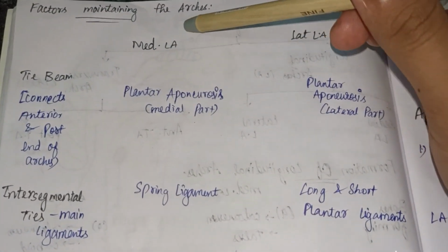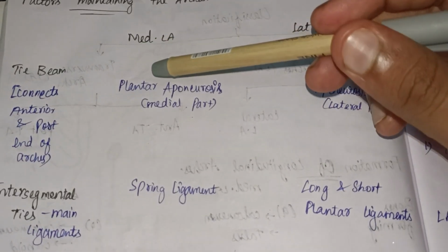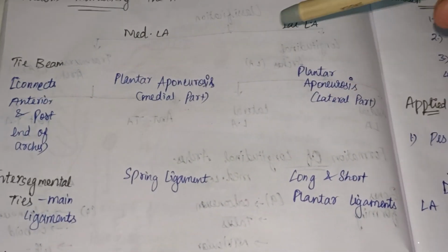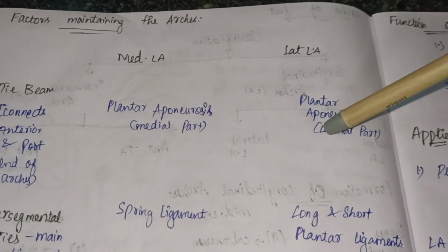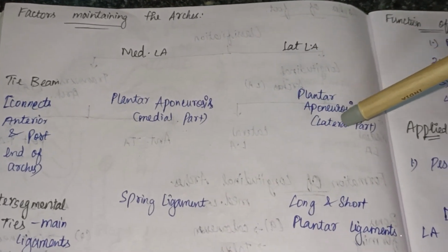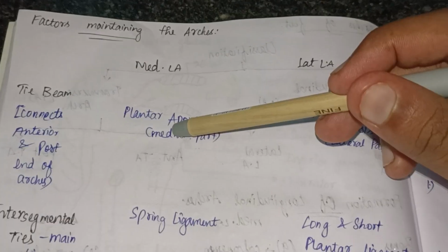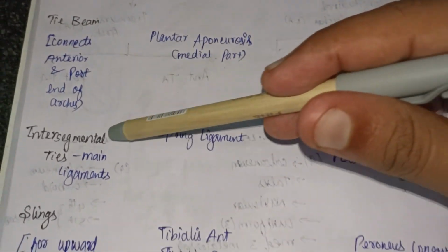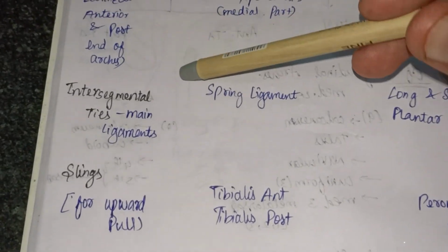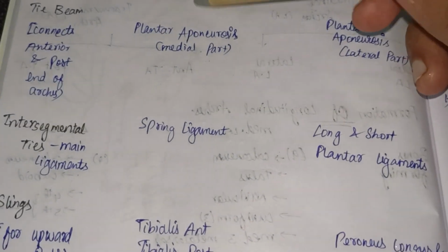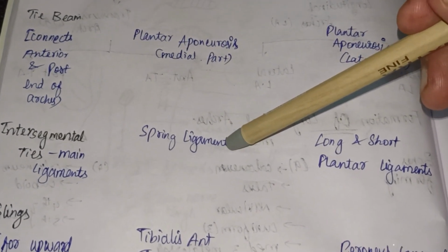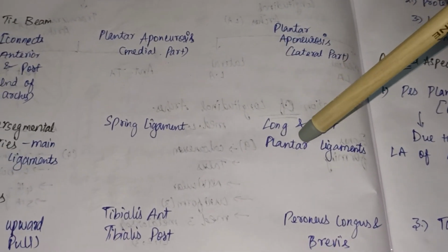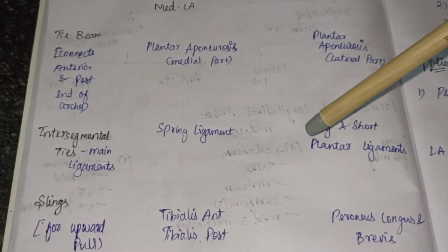For medial longitudinal arch, the tie beam is plantar aponeurosis, particularly the medial part of the plantar aponeurosis. For lateral longitudinal arch, it is the lateral part of the plantar aponeurosis. The only difference here is the medial part is for medial longitudinal arch and the lateral part is for the lateral longitudinal arch. Next, intersegmental ties, which are nothing but the main ligaments. For medial longitudinal arch, the spring ligament acts as the intersegmental tie. For lateral longitudinal arch, long and short plantar ligaments act as the main intersegmental ties.